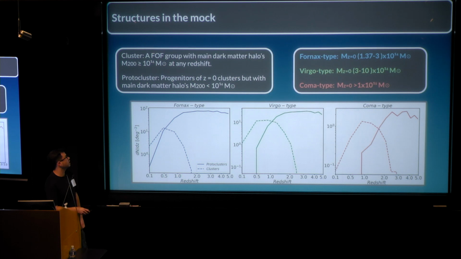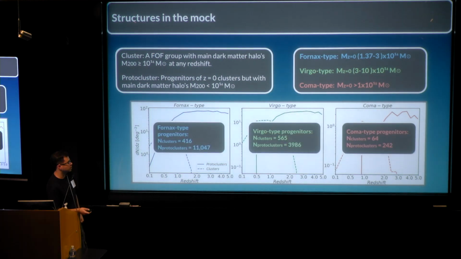So in the mock, we have structures: clusters and proto-clusters. We define a cluster as a friends-of-friends group with a dark matter halo with M200 higher than 10 to the 14 solar masses at redshift zero, and proto-clusters as the progenitors of those structures, whose main dark matter halo has mass below that limit. Here we show, just to give you an idea, the distribution of these structures at different redshifts. And I'm going to classify proto-clusters into three types: Fornax type, Virgo type, and Coma type, based on those ranges in the descendant mass, which is the final mass of the protoclusters.